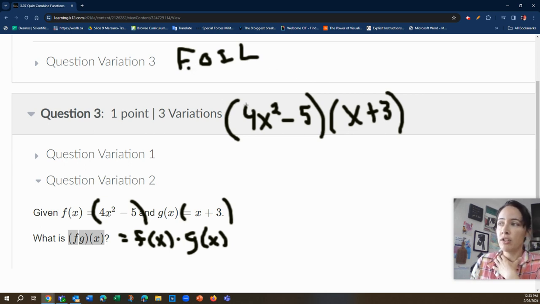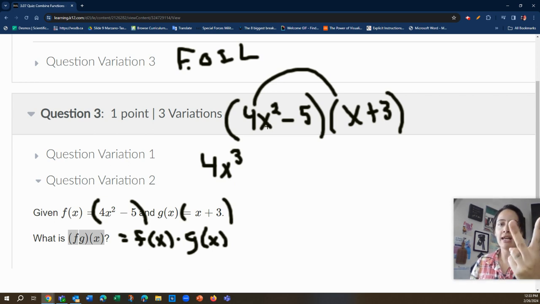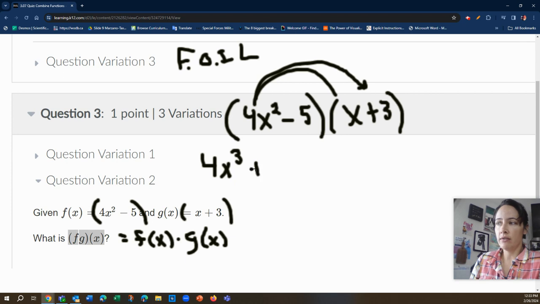FOIL stands for first, so that's your first term, 4x squared times x. That will be 4x cubed. X squared times x, that's x to the power of 3. O stands for outer, so you look at the outer terms, 4x squared times 3. So 4x squared times 3. 4 times 3 is 12. There is no other x, so it just comes along for the ride.